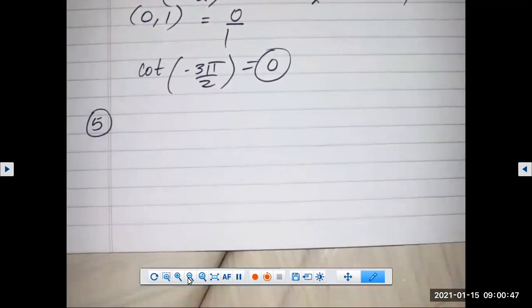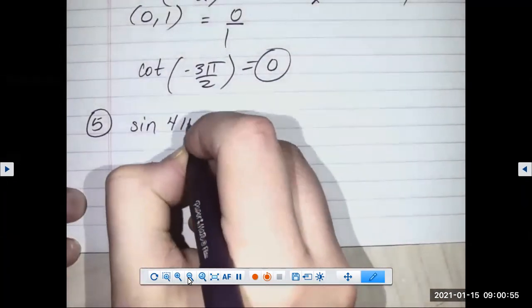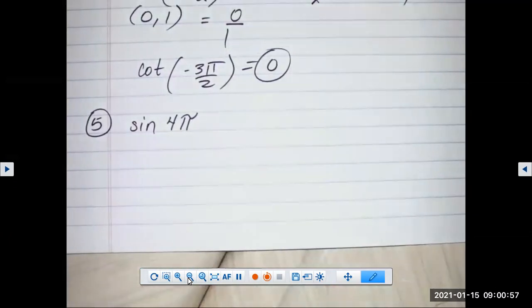All right, number 5. Okay, the sine of 4 pi. Sine of 4 pi. A complete revolution around the unit circle is what? In terms of pi, it's 2 pi.